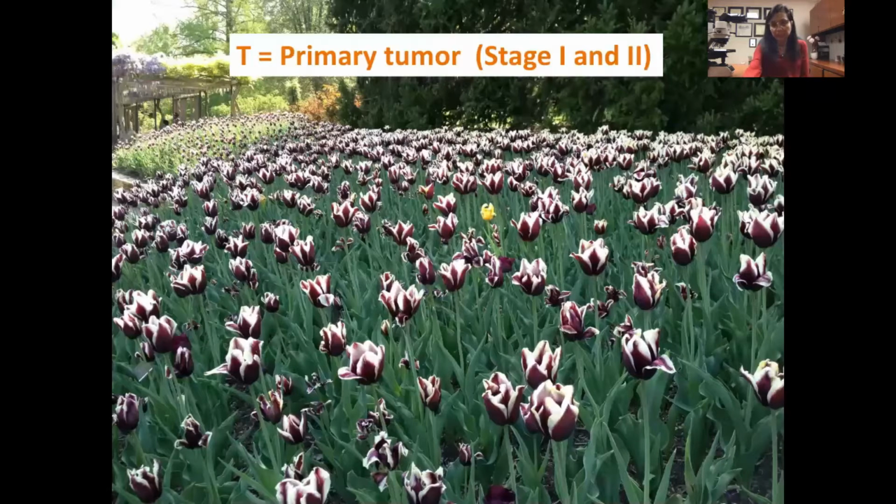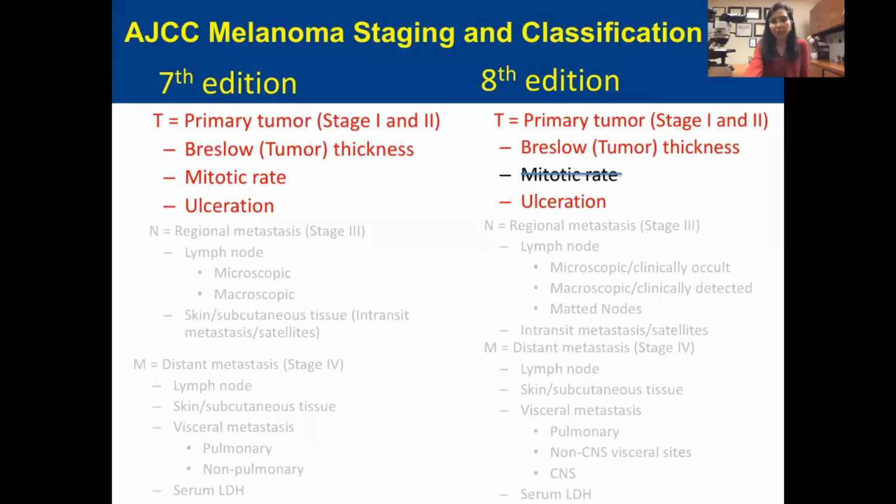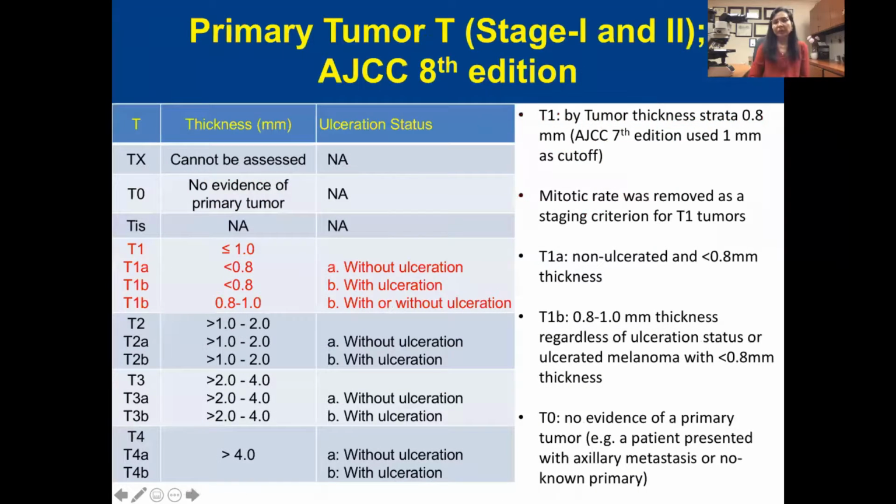So let me start with the T or primary tumor parameter. T is mainly dependent on the Breslow thickness and the ulceration. Okay, mitotic rate used to be part of the criteria, but not anymore in the 8th edition. So let me talk a little bit more here. For T staging, it goes from T1 to T4. And for each of T1, T2, T3, T4, we have A and B, basically based on the presence or absence of ulceration. So if the tumor has ulceration, it is upgraded to B staging.